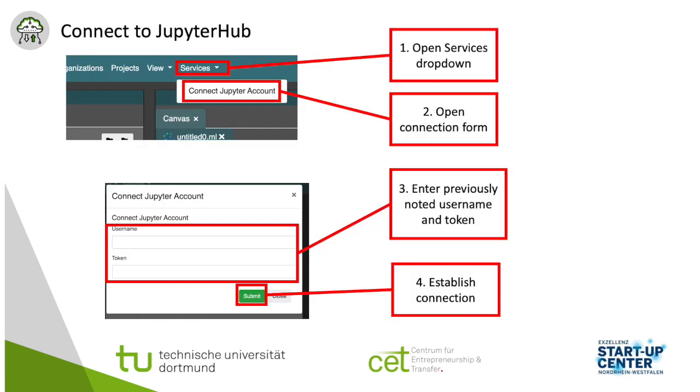Now the connection to the JupyterHub should be established. To do this, click on Connect Jupyter Account in the navigation menu under Service. The subsequently opened form must be filled out with the previously noted key and Jupyter username. After clicking Submit, a few seconds later a message should appear that the connection has been successfully established.